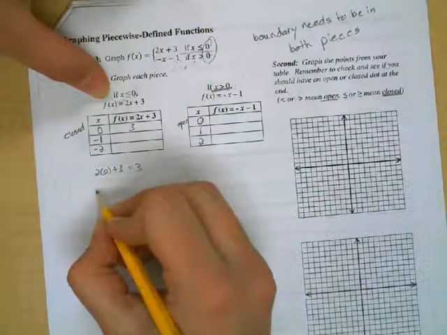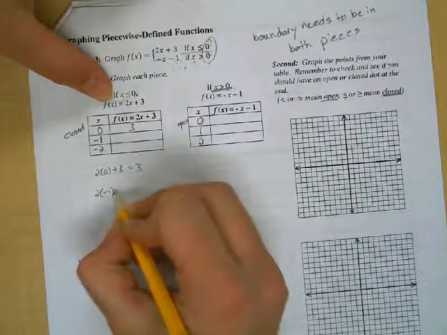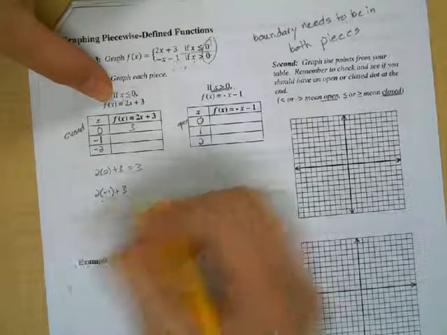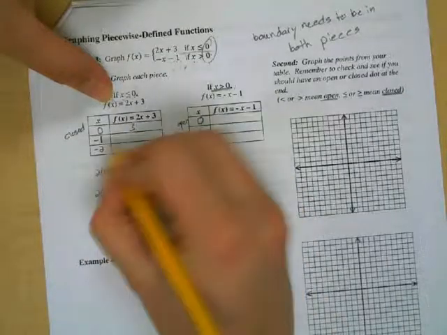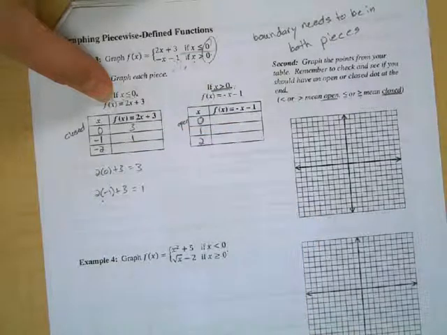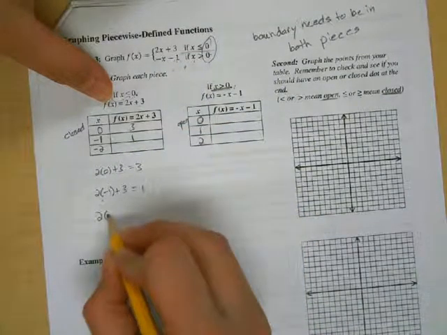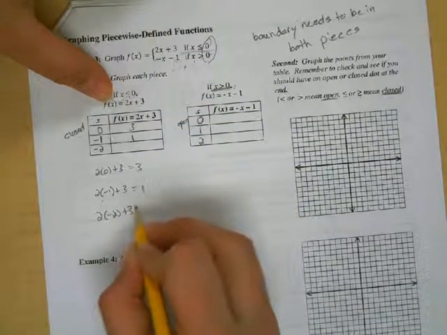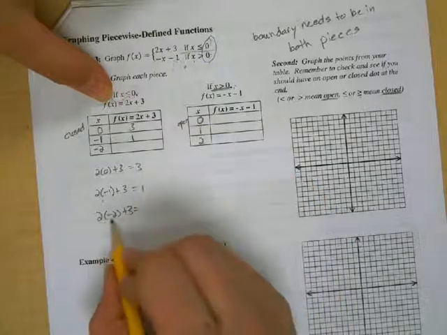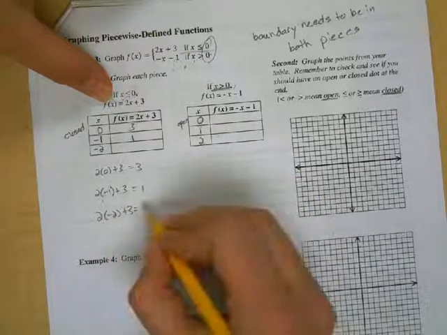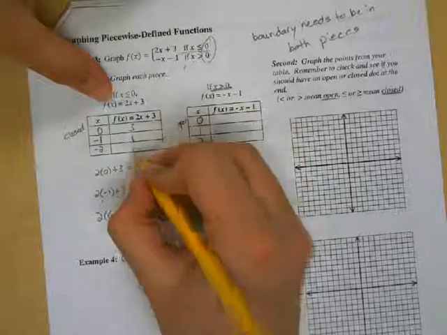So 2 times negative 1 plus 3. Negative 2 plus 3 is equal to positive 1. So when x is negative 1, y is positive 1. 2 times negative 2 plus 3 is equal to negative 4 plus 3, which is negative 1. So when x is negative 2, y is negative 1.